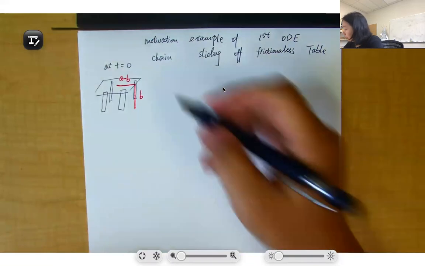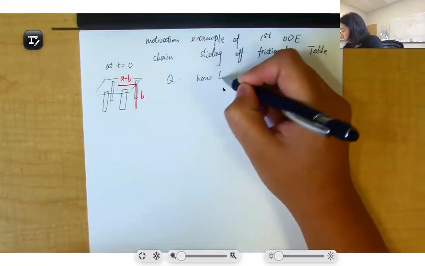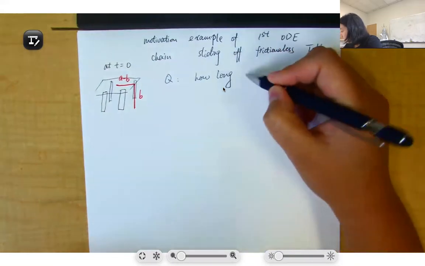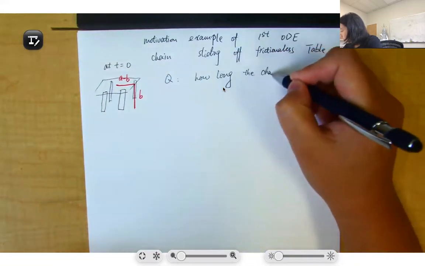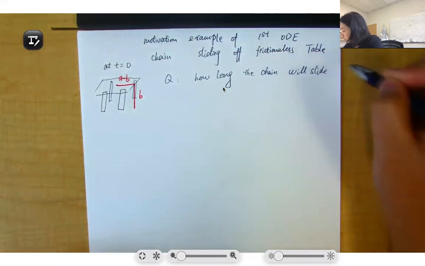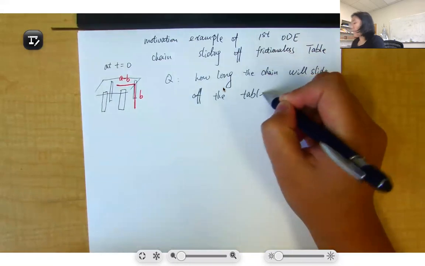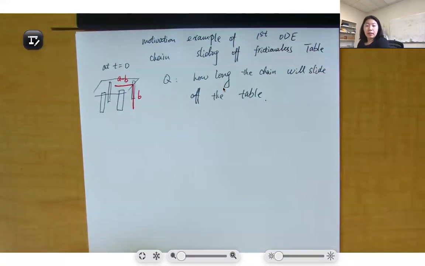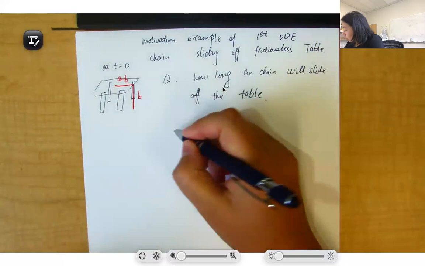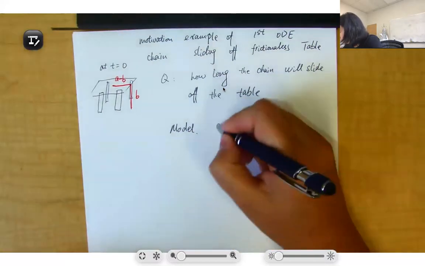And we are trying to ask the question that how long the train will slide off the table. And we will start the model development, how to build the ODE here. So model development.